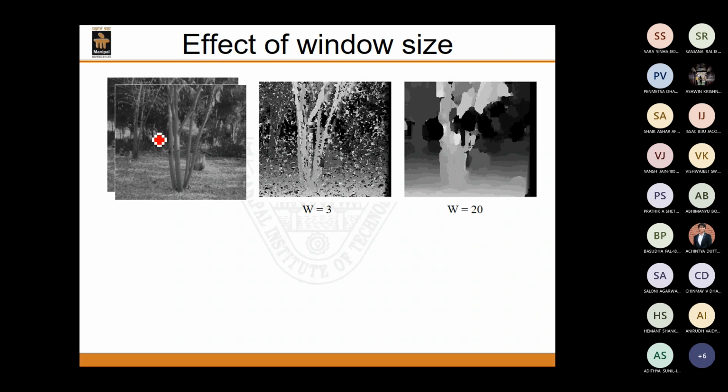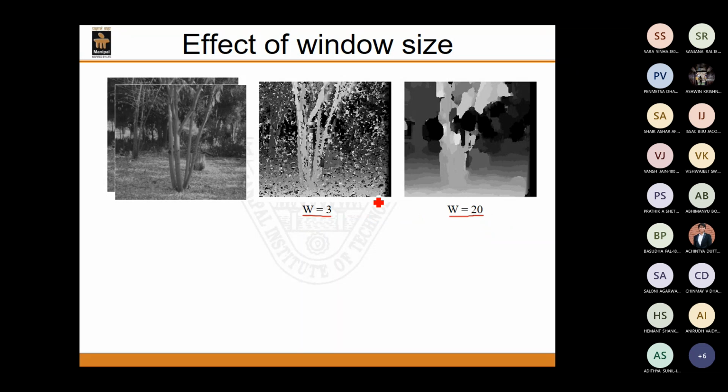When you do that, again there is the effect of window size. Choosing the window size gives us a different result for the disparity, or has an impact on the appearance of the disparity maps. So this is an example of an image where you're choosing a window size of 3, and this is an example when you're choosing a window size of 20.